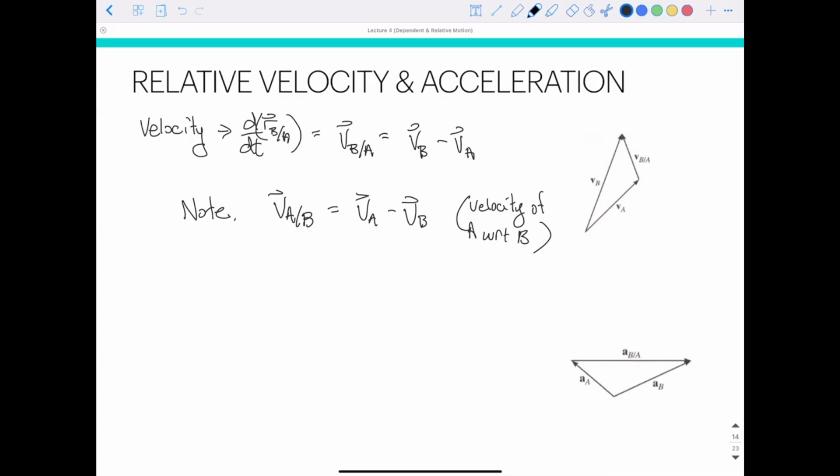So velocity of B with respect to A is just the negative of velocity A with respect to B. And negative, I mean the vector is pointing in the opposite direction.